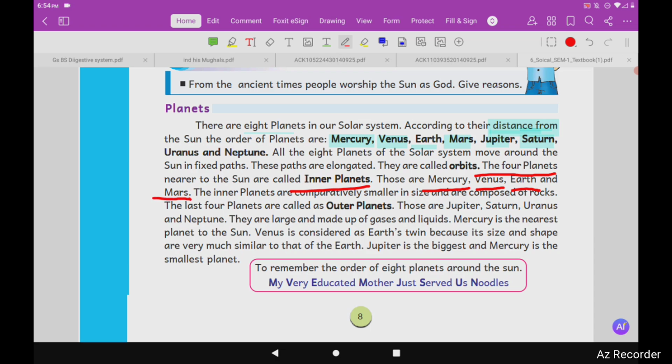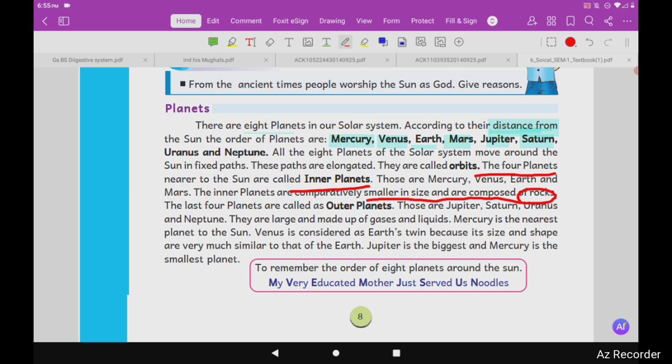These inner planets are comparatively smaller in size and composed of rocks. One more thing, small size and composed of rock.